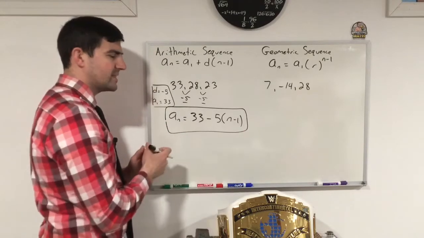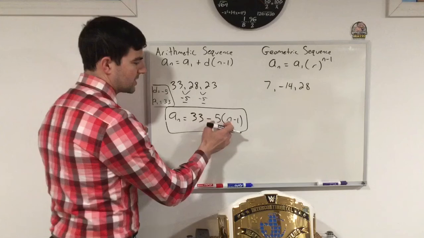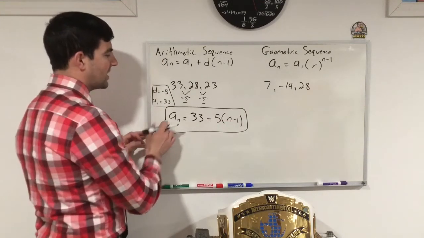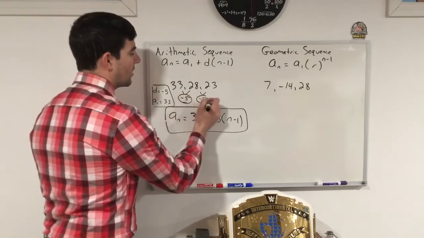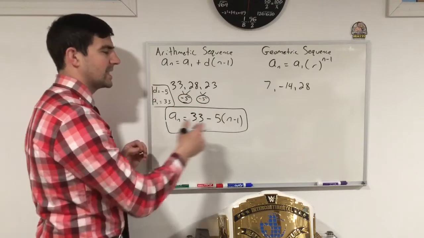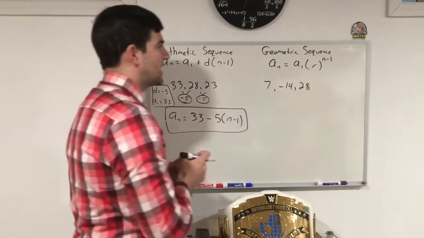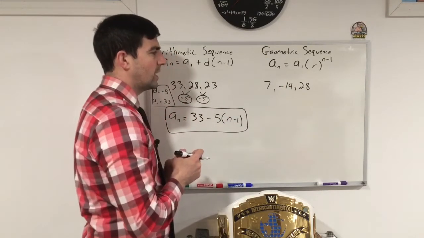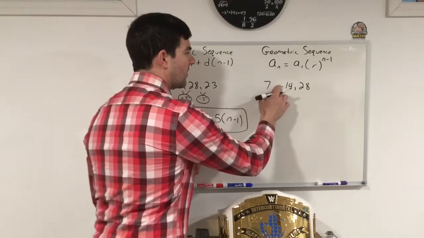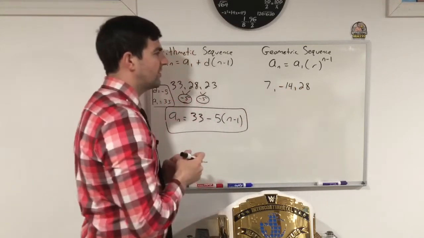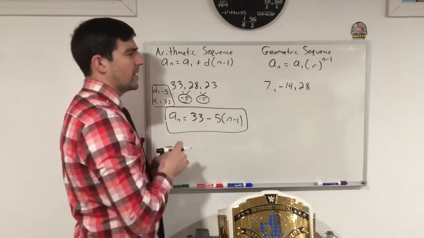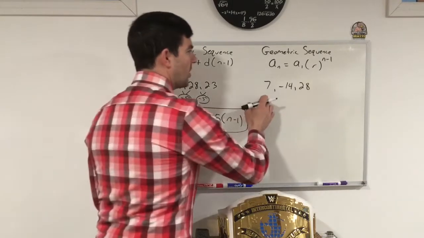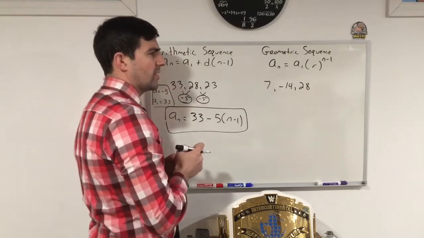If I wanted to find, say, the 10th term, what I would do is I would plug 10 in for n, and I'd be able to plug this in. So this is an arithmetic sequence because we had an adding or subtracting pattern of minus 5. Another example here, the first three terms are 7, negative 14, and 28. As soon as you see it going from positive to negative back to positive, there's no way this can be arithmetic. There's no way I can add and go from negative to positive. So this is automatically going to check to see whether or not it's geometric.